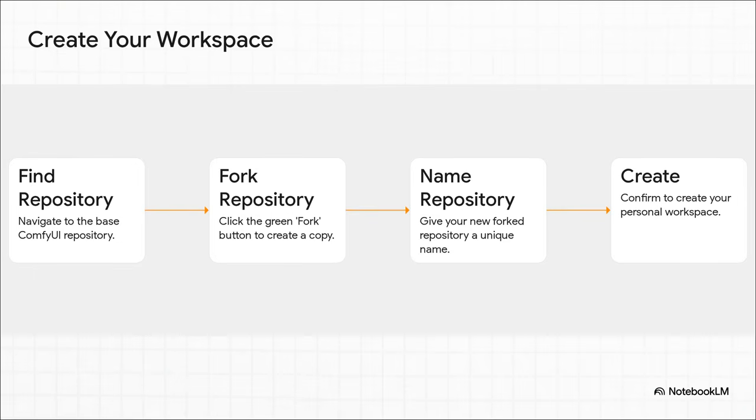First things first, we need our own copy of the Comfy UI software. And the easiest way to do that is to find the main repository and just click that big green fork button. What this does is create a personal copy in your own account that you have complete control over. Just give it a name, click Create, and you are ready for the next step.